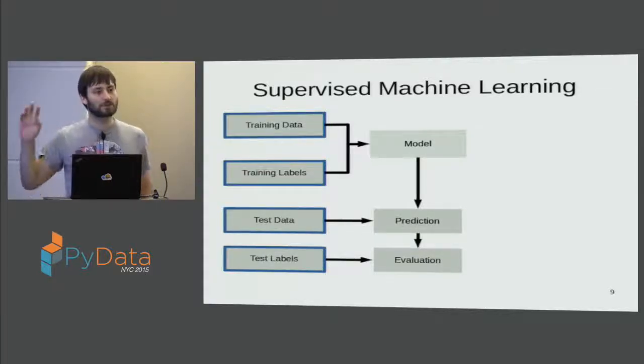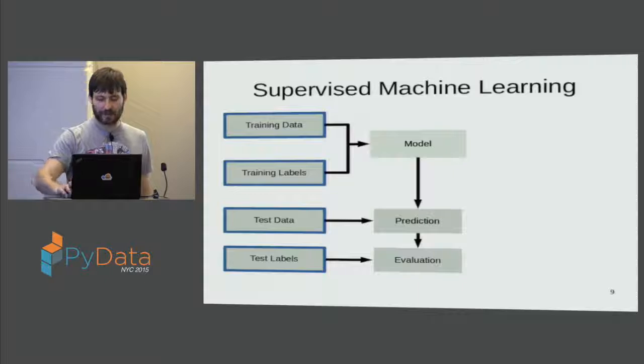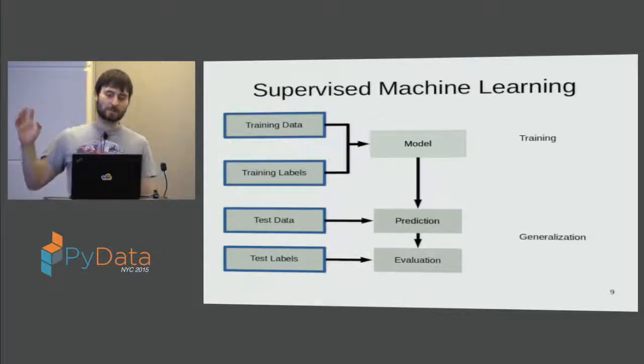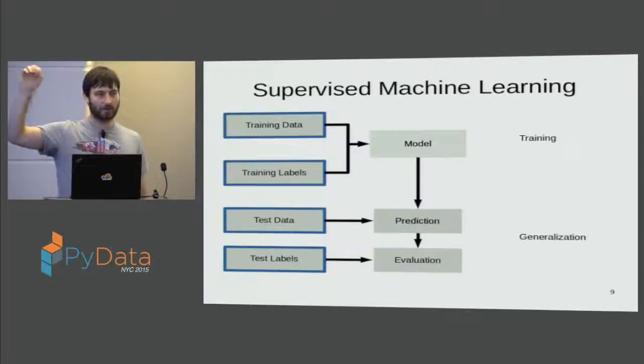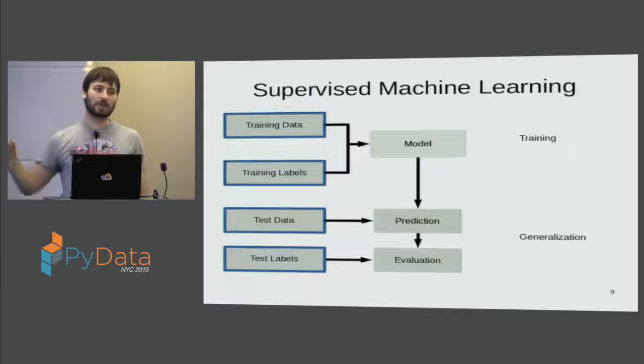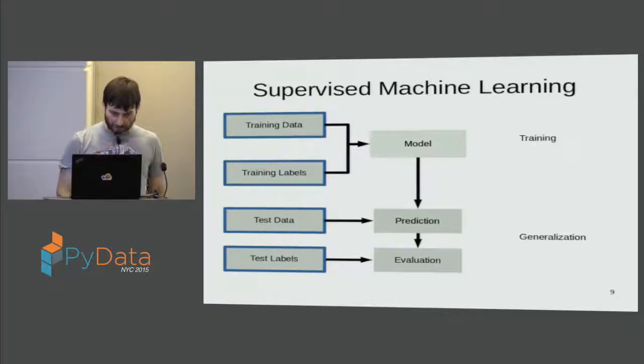So I'll mostly talk about supervised machine learning, which is of this kind, today. And there are really two phases in supervised machine learning. One is called training, where you build your model, and one is called generalization, where you try to apply your model to new data that it hasn't seen before.